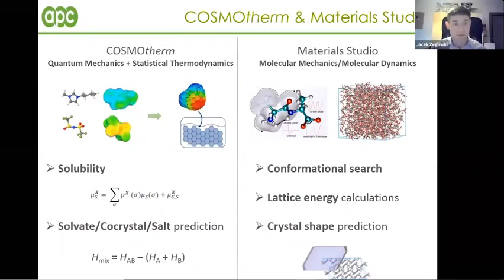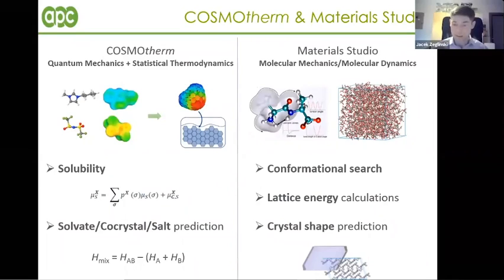And then with COSMO, we predict solubility, also propensity for solvate, cocrystal, or even salt formation. And then with Materials Studio, we do conformational search. So we are searching for a low energy conformation of the molecule, and we use that identified molecule for solubility predictions using COSMO. So the two software packages work together.